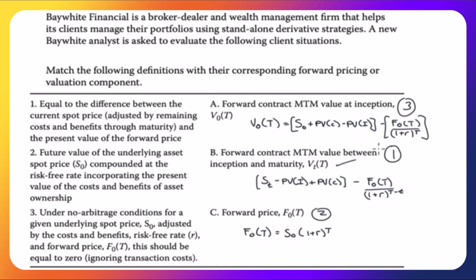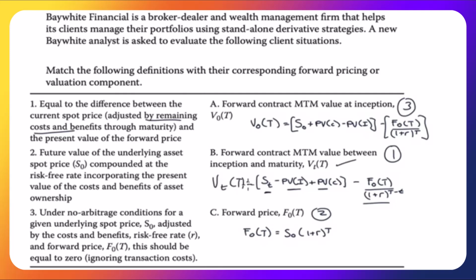This is what it sounds like because it's saying adjusted by the remaining costs and benefits. So it implies that we're already through some of the time period of the contract. And this is what it's saying: the difference between the current spot price adjusted by remaining costs and benefit, ST, minus the present value of the income plus the present value of the costs, and the present value of the forward price. We're just subtracting the present value of the forward price. That is how we calculate VT at any point in time.